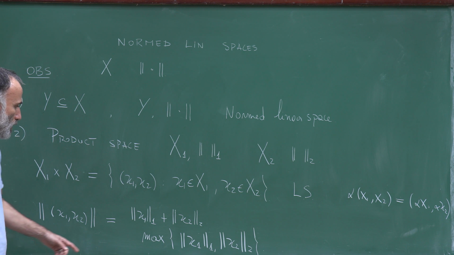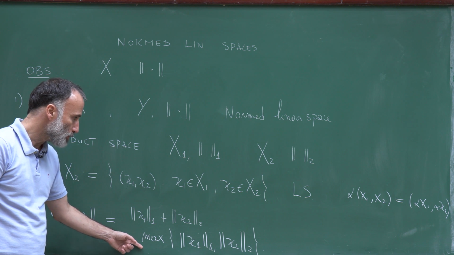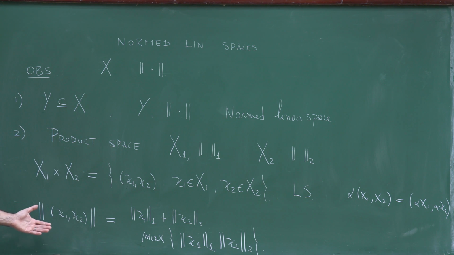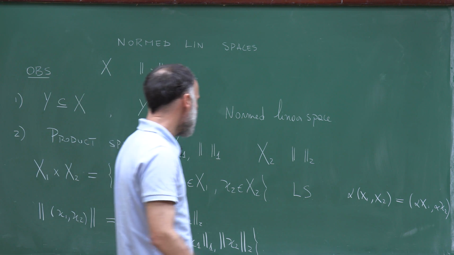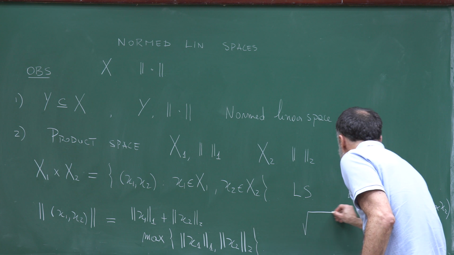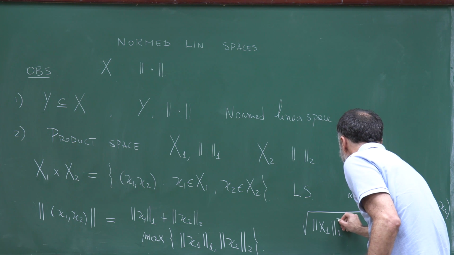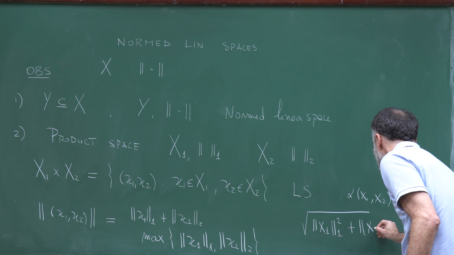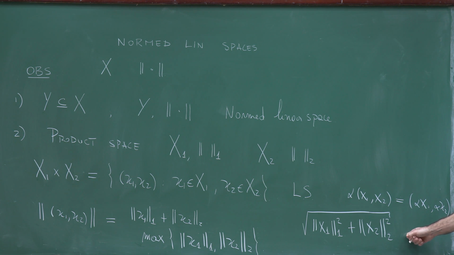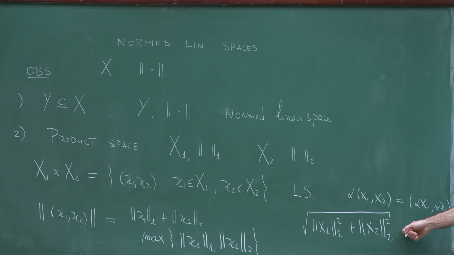What I claim is that if you define the norm of the pair x1, x2 through this maximum, you get a norm. So again, you have to check that with this definition, all three properties of a norm are satisfied. A third way in which we could define the norm would be to take the square root of the square of the first norm plus the square of the second norm. And again, I leave to you to check that with this definition, it is indeed a norm and satisfies the three properties.